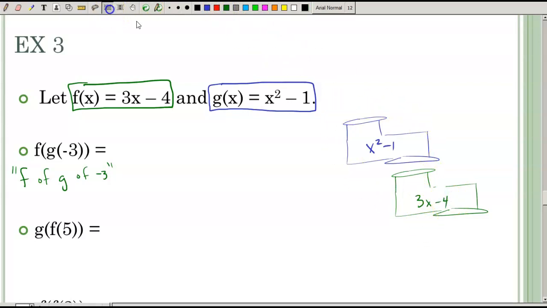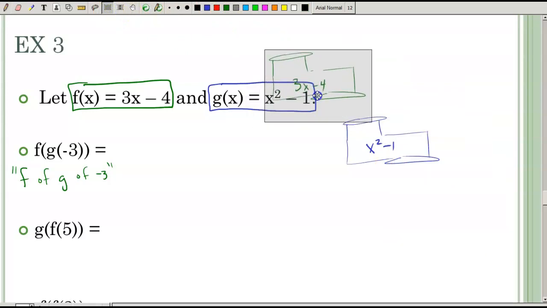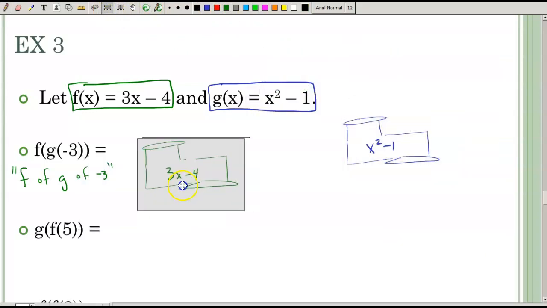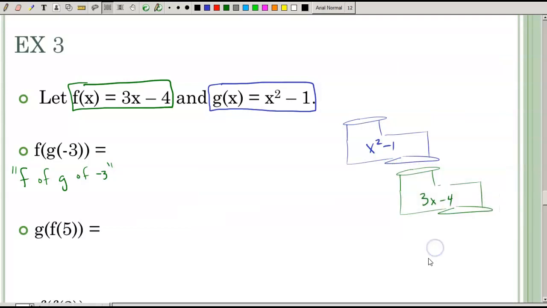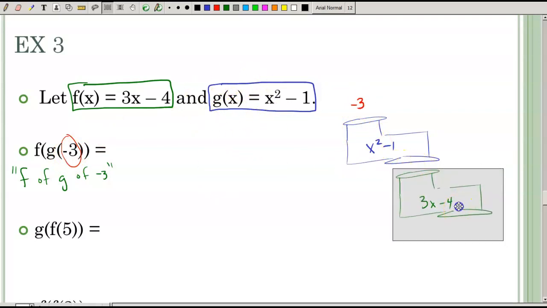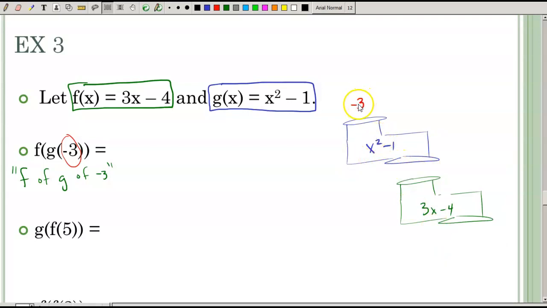And so I have two functions, and I'm connecting them up, doing g of x first. So I'm going to plug it in right here. My original input is negative 3. Negative 3 is the value that I'm plugging in here. So I'm going to drop negative 3 into this function composition. All that means is I'm going to take negative 3 and plug it into g of x.